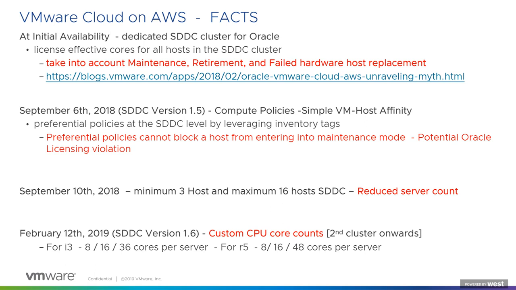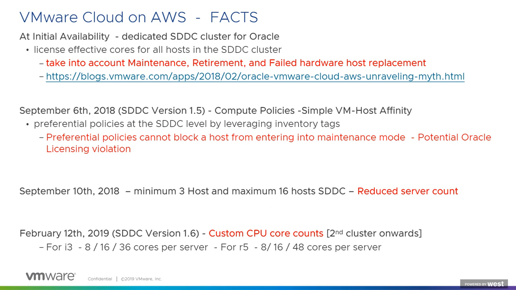And this year, February 12th, 2019, with SDDC version 1.6, we came up with a feature called custom CPU core count, and this is true for the second cluster onwards. So when one goes to deploy a second SDDC cluster for Oracle workloads, one has a choice for i3 servers to go as low as 8, 16, or 36 cores per i3 server. And if one were to deploy a cluster with R5 servers, one has the option of going with either 8, 16, or 48 cores per server.